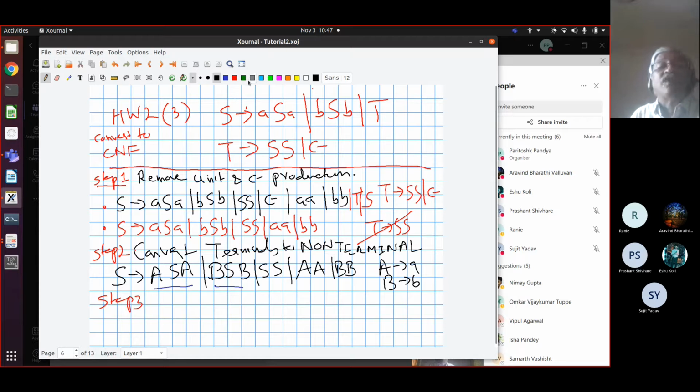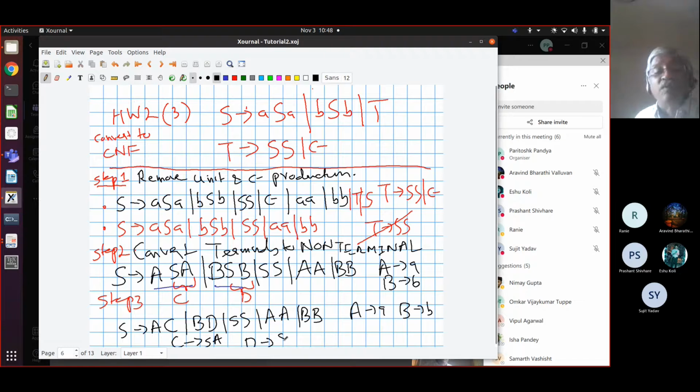In step 3, we call this trailing part a new symbol C, and this trailing part a new symbol D. So I will get rules like S goes to AC or BD, because I am calling this SB pair D, or SS or AA or BB. Then of course A goes to a, B goes to b, and then I have to write productions for C. So C goes to SA, because I renamed this SA by C, and D goes to SB. And this is my grammar in Chomsky normal form.